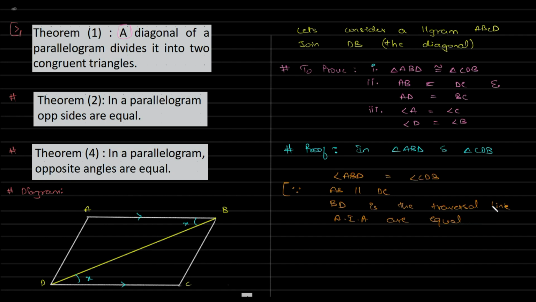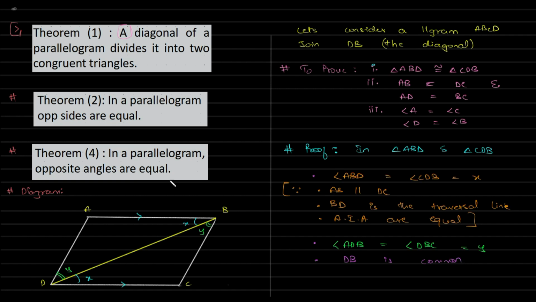So with this reasoning, we can tell that these two angles are equal. We'll call it X. Then we can tell angle ADB is equal to angle DBC. Let's call this Y. So this is equal to this, and they are equal to Y. And we can also tell that DB is common.